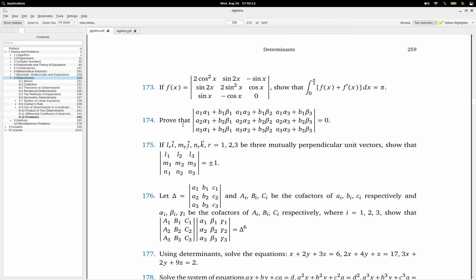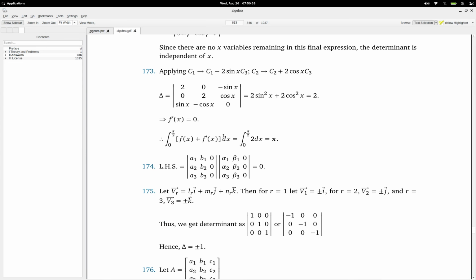Question 174 says that prove that the determinant with entries a1 alpha 1 plus b1 beta 1, a1 alpha 2 plus b1 beta 2, a1 alpha 3 plus b1 beta 3, a2 alpha 1 plus b2 beta 1, a2 alpha 2 plus b2 beta 2, a2 alpha 3 plus b2 beta 3, a3 alpha 1 plus b3 beta 1, a3 alpha 2 plus b3 beta 2, a3 alpha 3 plus b3 beta 3 is equal to 0.